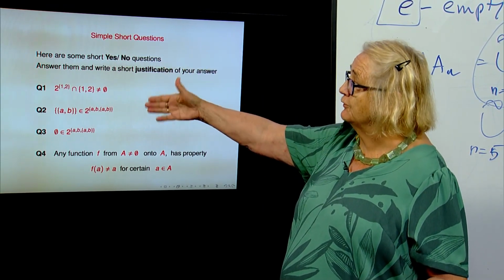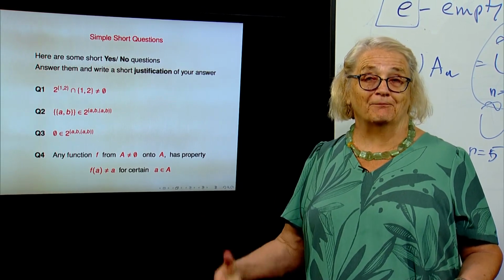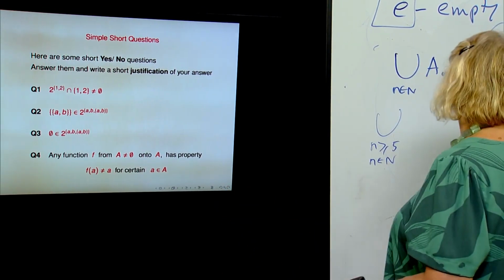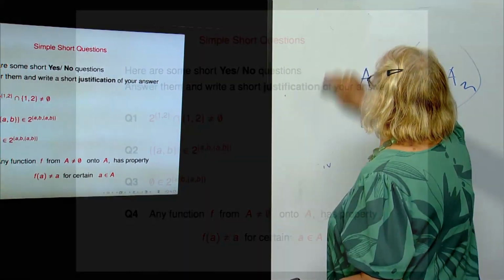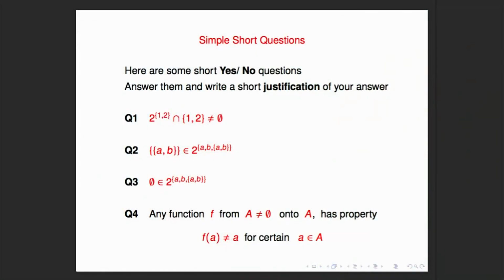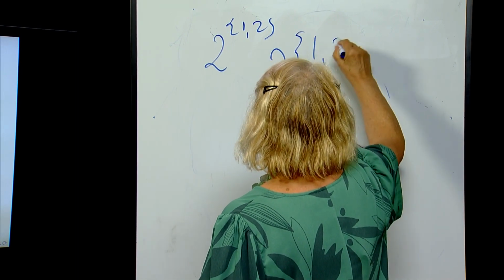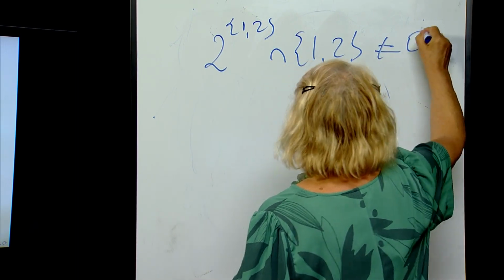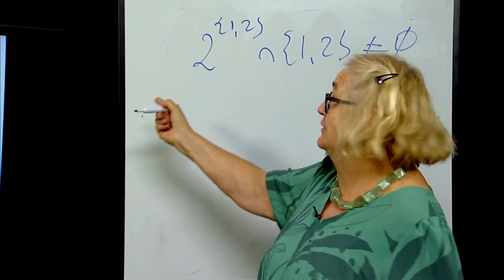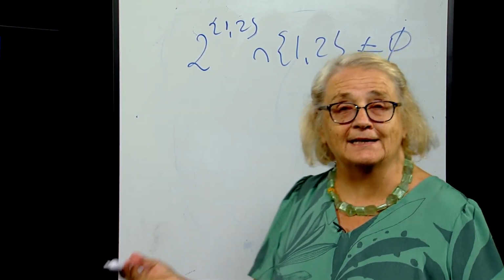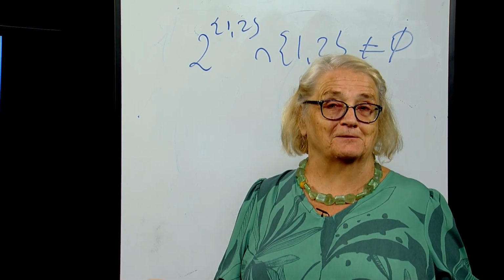I created a lot of simple questions. So for example, I'll do one. The question is, is it true or false that 2 to the power {1,2} intersection with {1,2} is a non-empty set? Intersection: this is a set, this is a set. Is there an element in this?